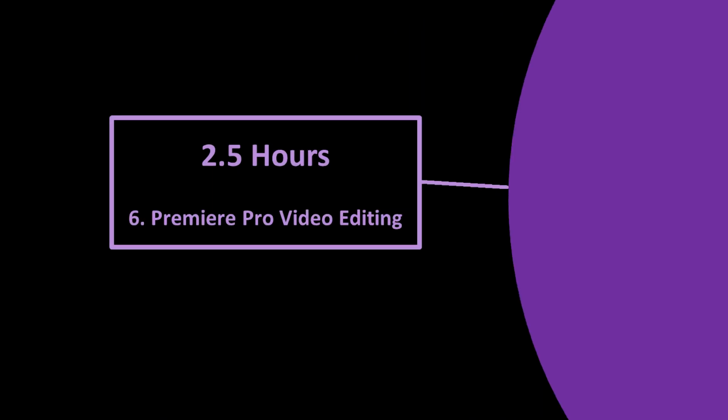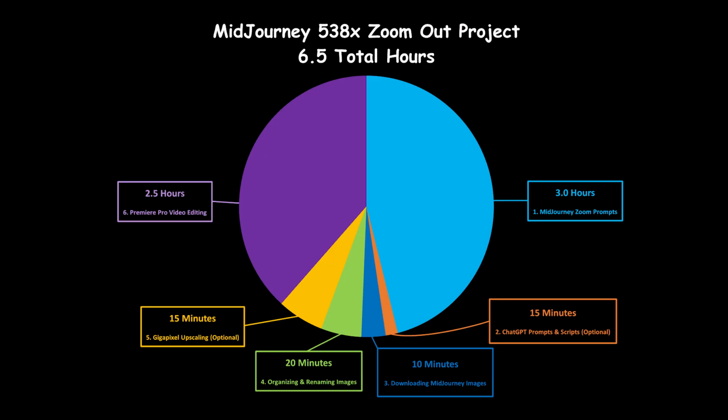And the last step, step number 6, is where we're going to be editing in Premiere Pro, and we're actually going to take all 538 images that we generated from MidJourney, and we're going to scale in or out of those images to chain them all together. So let's get started.